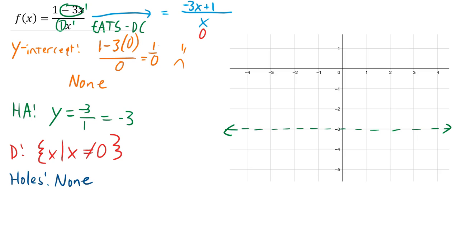Then I look at my vertical asymptotes. Vertical asymptotes there will be because there was an excluded value that didn't cancel out. X equals 0 is my vertical asymptote.